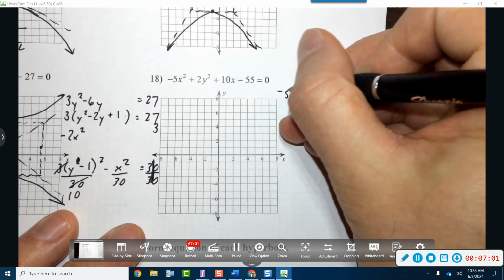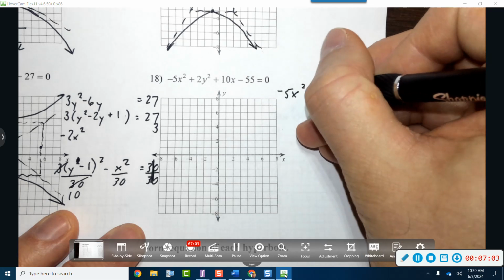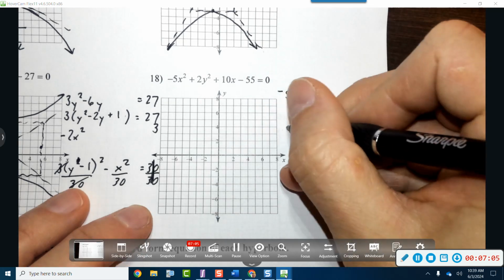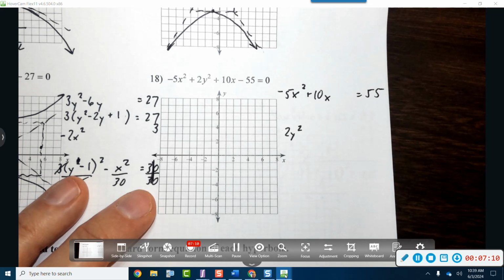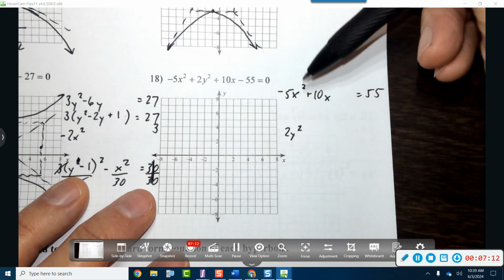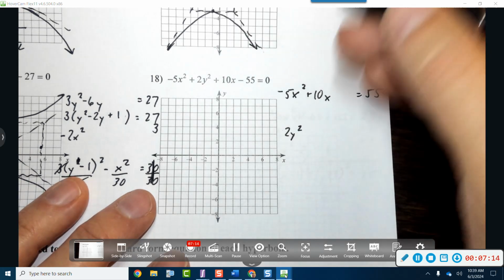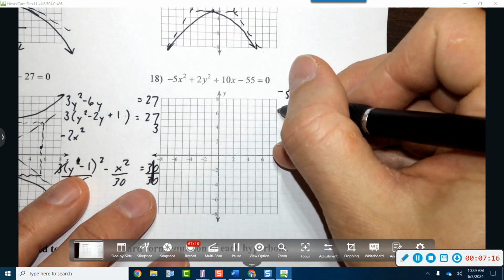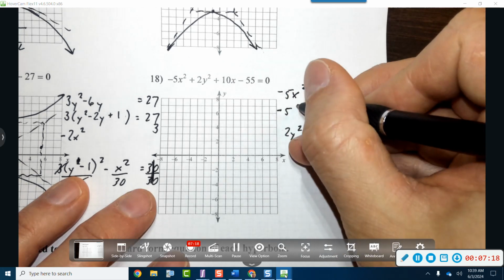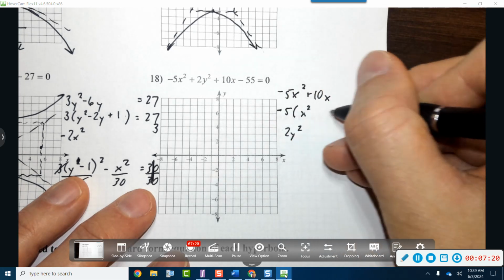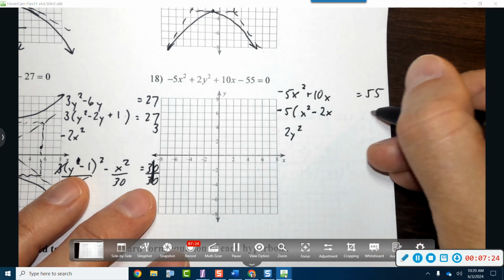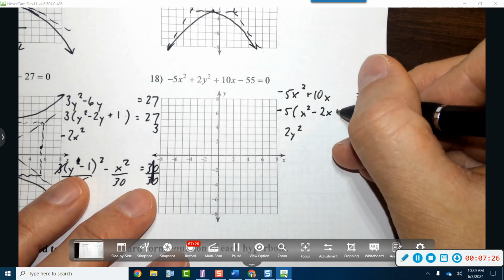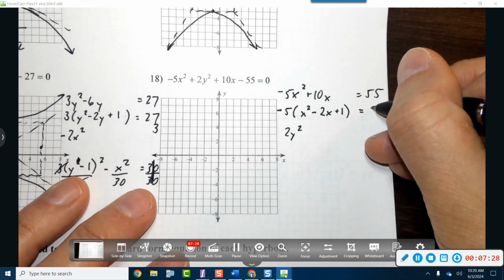We got negative 5x squared plus 10x. And then 2y squared there. We're going to move that 55 over. Okay, keep the x's with the x's. Y is just y, so that's fine. Going to take out a negative 5. So that's going to be x squared minus 2. Okay. And we're going to add a plus 1, which is like adding a negative 5.